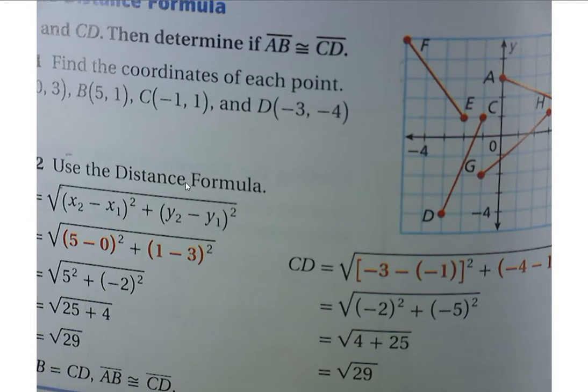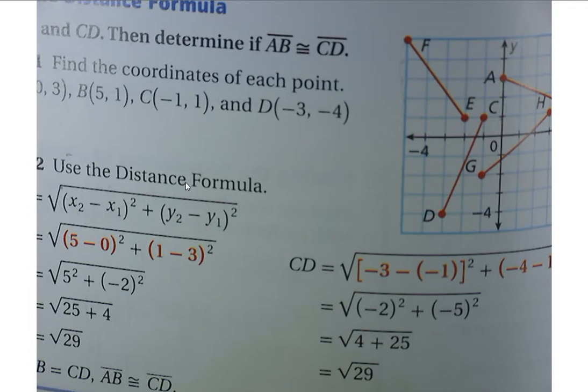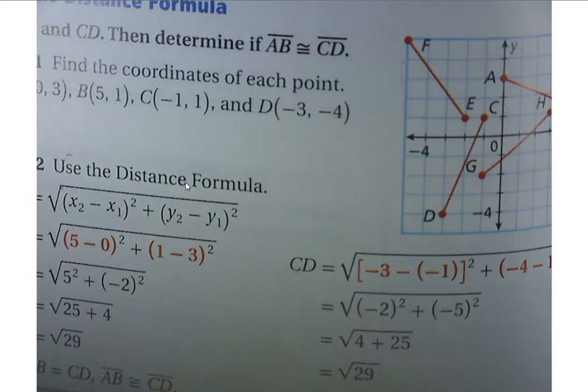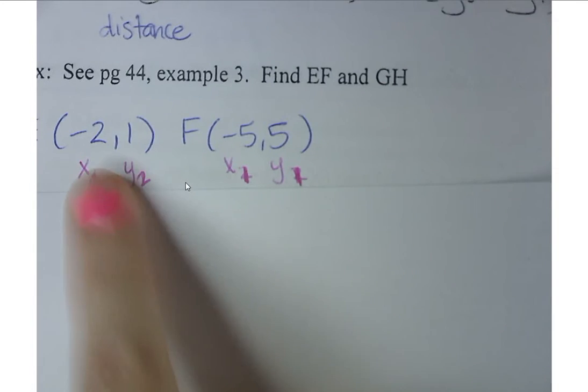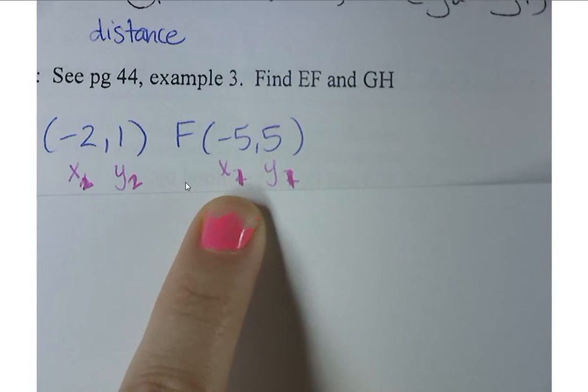Okay, and it honestly does not matter which one you label. So if you wanted to label the first one x2, y2, you could absolutely do that. In fact, let's do that for this one. We'll change it up so you can see what happens both ways. So let's call E our x2, our y2. Let's call F our x1, our y1.